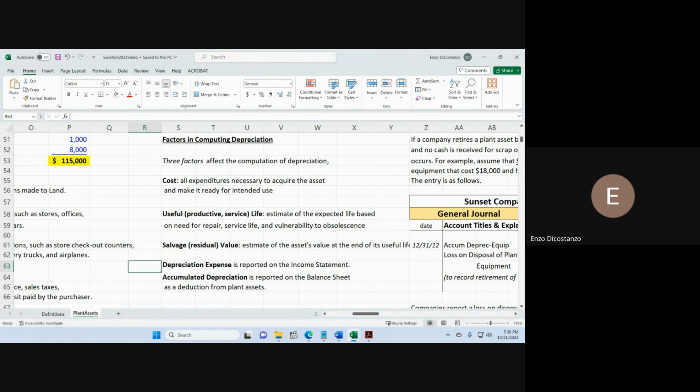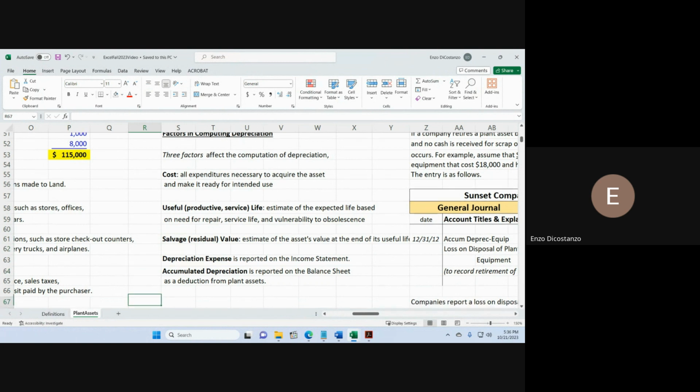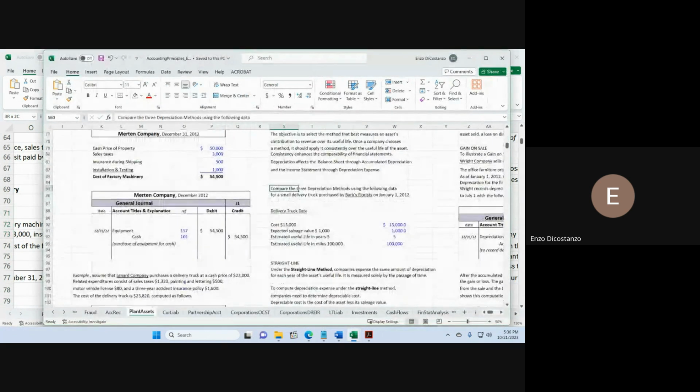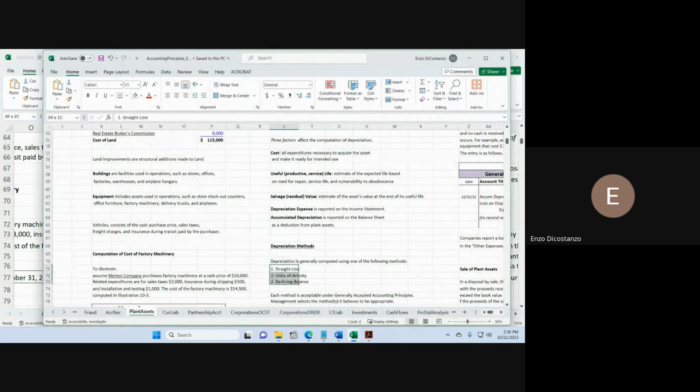And depreciation is reported on the income statement. Accumulated depreciation is reported on the balance sheet. So that's where those sort of show up. And here's sort of the three rock stars here: straight line, units of activity, and declining balance. Those are the three methods that we're going to be looking at. All right.